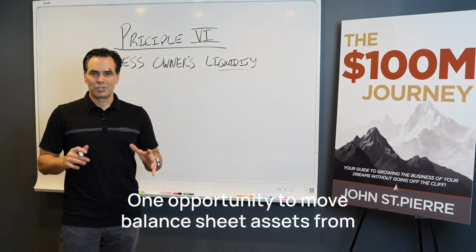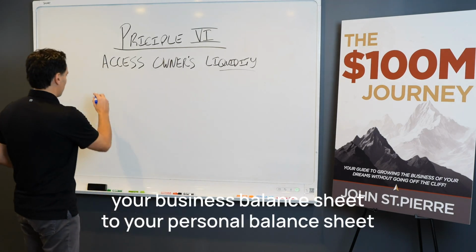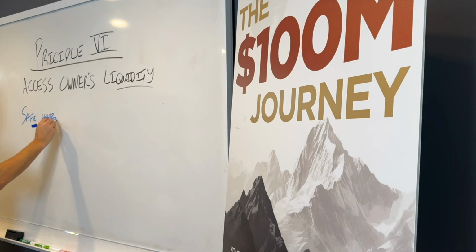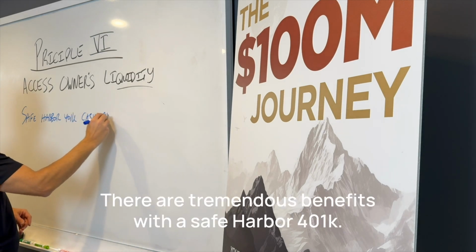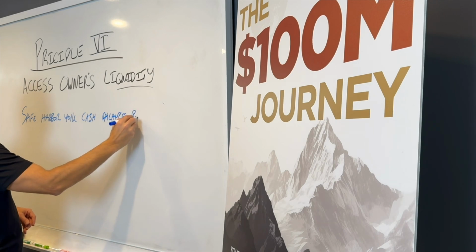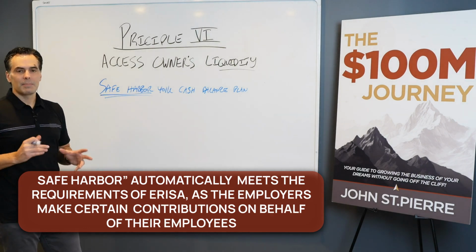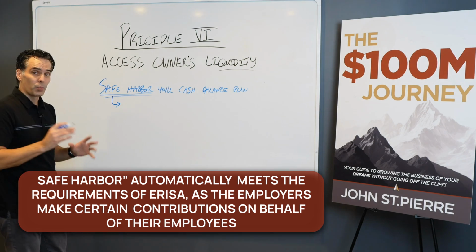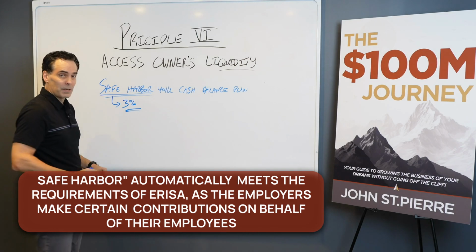One opportunity to move balance sheet assets from your business balance sheet to your personal balance sheet is to create a safe harbor 401k cash balance plan. There are tremendous benefits with a safe harbor 401k cash balance plan. Okay, first off, by the definition of safe harbor, what that means is it satisfies the Employee Retirement Income Security Act. The way it satisfies that requirement, the ERISA requirement, is everybody gets a 3% match.